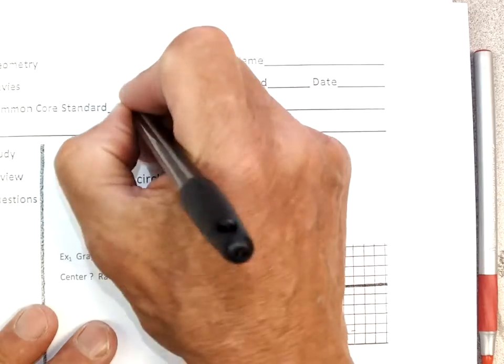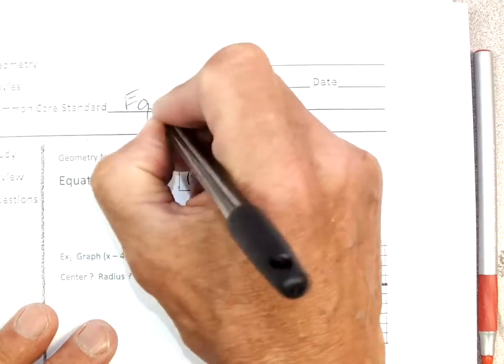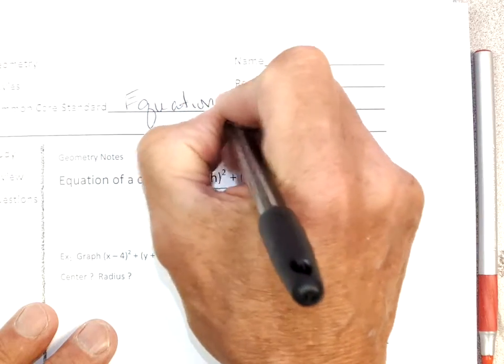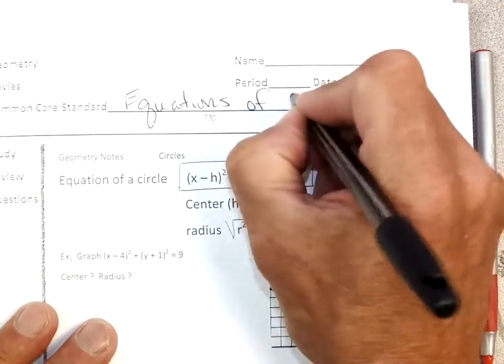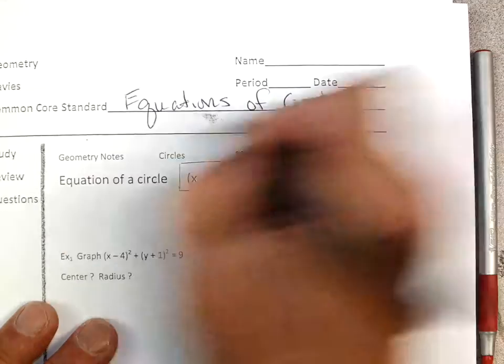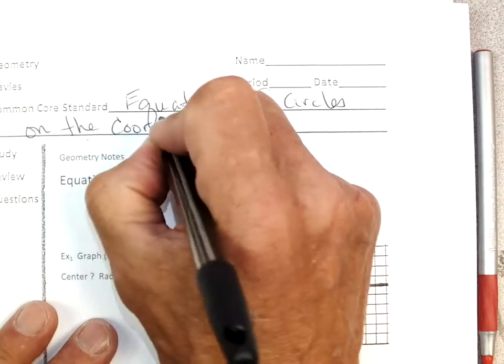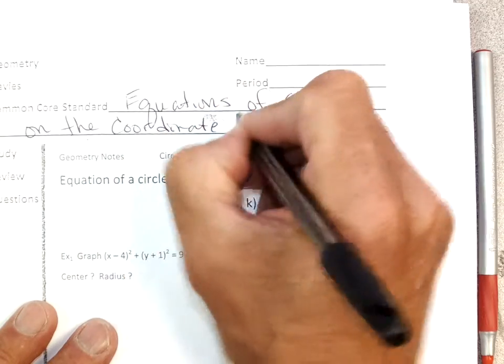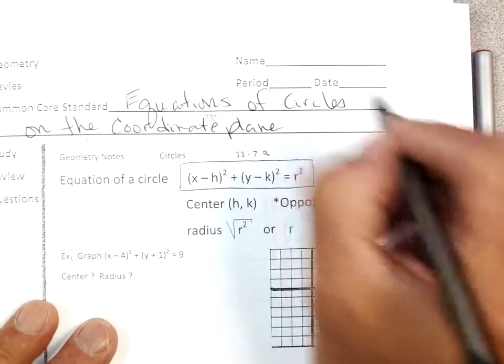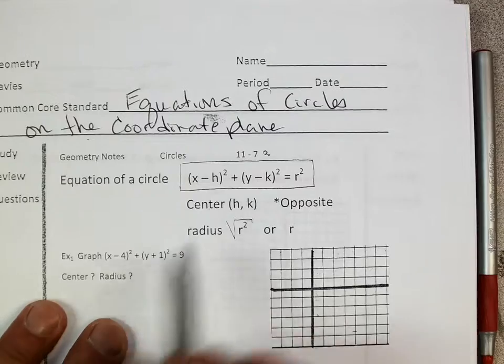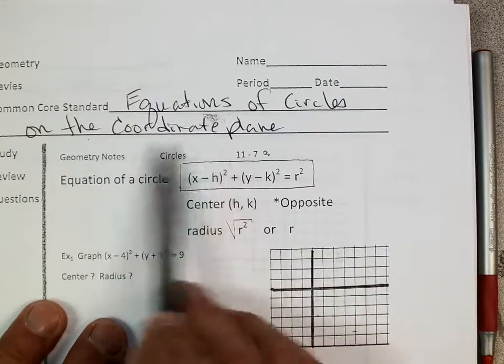So today, the Common Core Standard is really equations of circles on the coordinate plane. Okay, the coordinate plane is just a fancy way of saying on the graph. That's a fancy word for saying we're going to graph them, right, Noe?